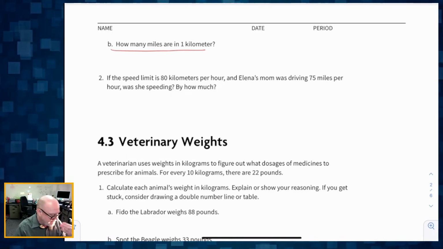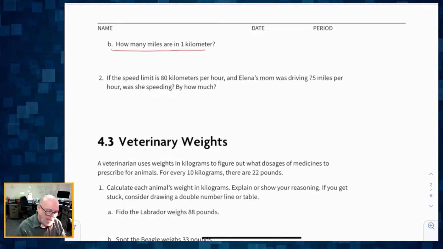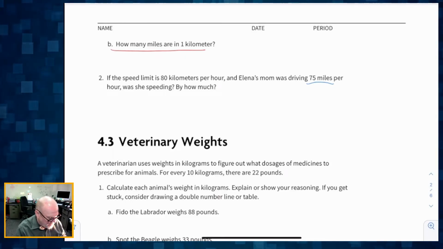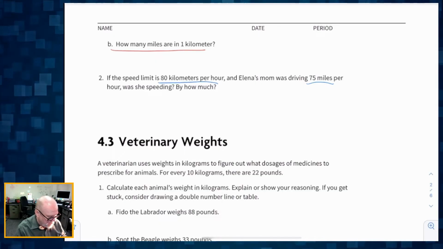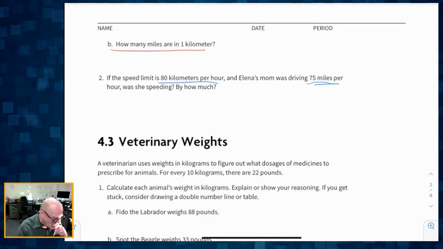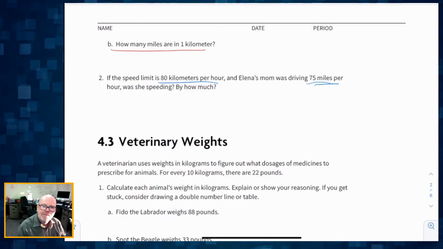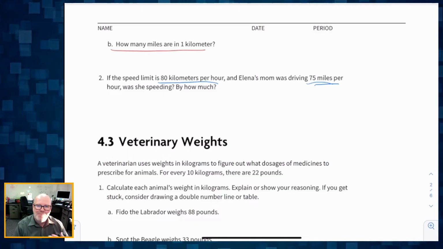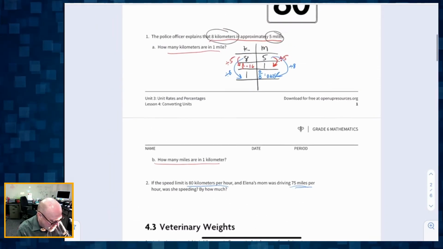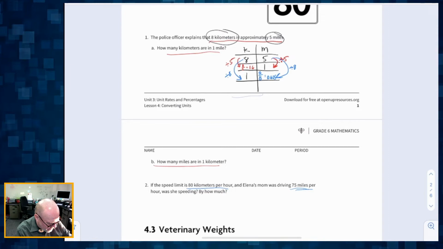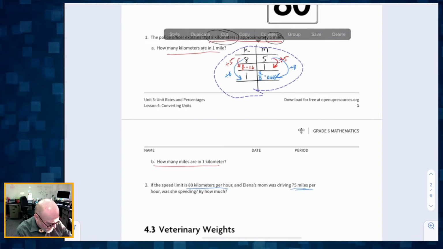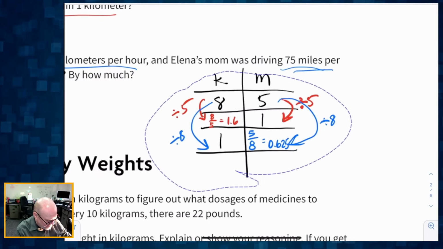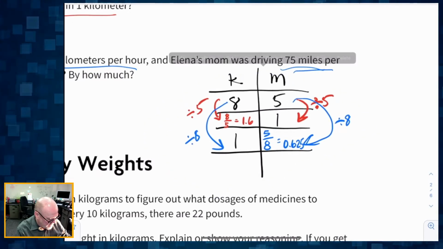Now, it says if the speed limit is 80 kilometers per hour, and Elena's mom was driving 75 miles per hour, was she speeding? Well, probably, because that's why the police officer pulled her over. But the question is, by how much? So what I'm going to do is go up here and get that table, copy it, and bring it down here, because that's the miracle of technology.